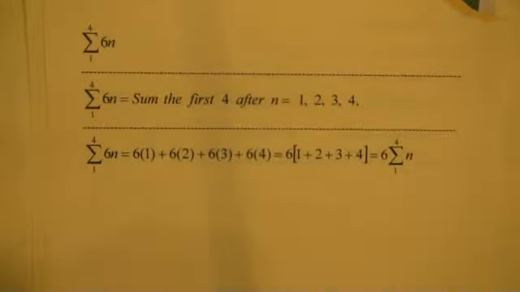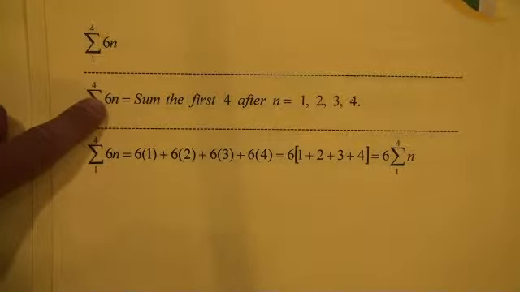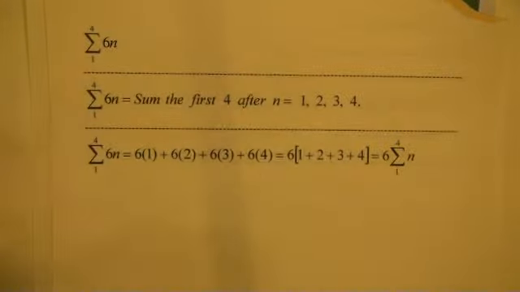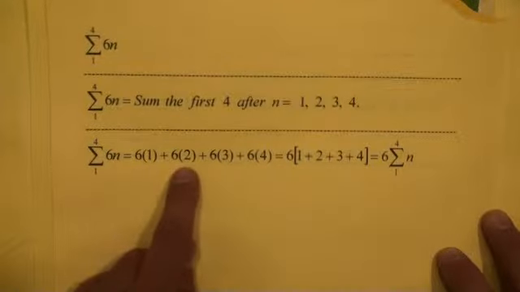Next property. We are going to add together the first 4 6n's. So we're going to plug in 1 for n, we're going to have 6 times 1, 6 times 2, 6 times 3, 6 times 4. Add all those together. So what happens is this. We're going to go ahead and plug a 1 in for each one. So we have 6 times 1 plus 6 times 2.